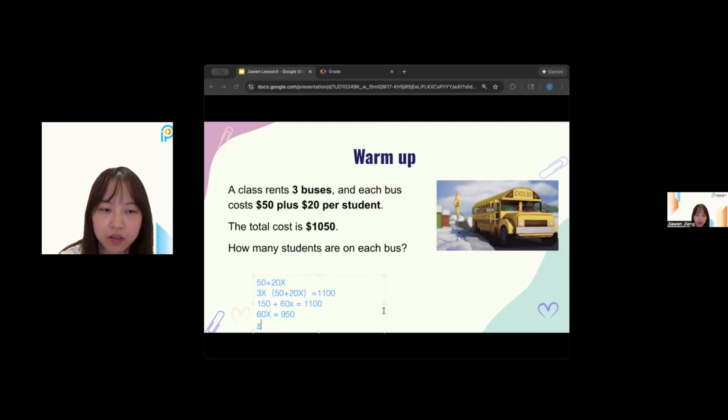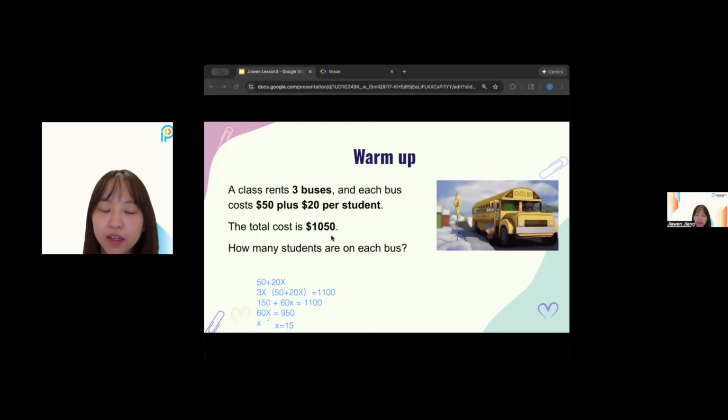Then we divide both sides by 60, and we get x equals 15. So far, do you have any questions? It's all good? Really good. Zhao, thank you for sharing your thoughts.